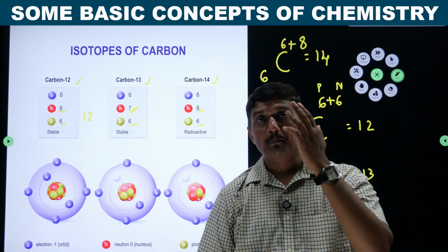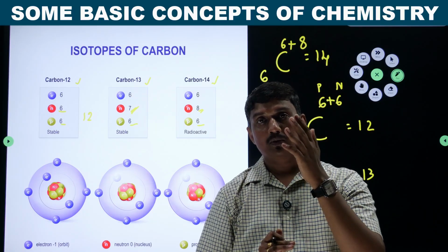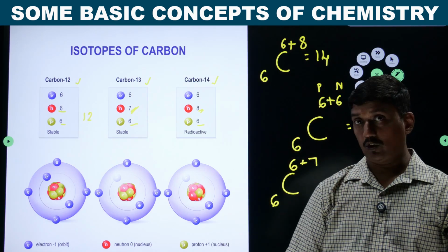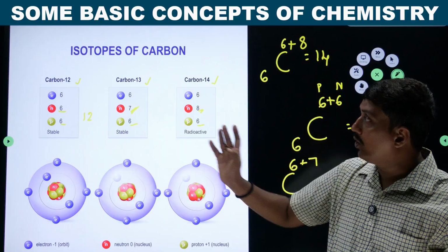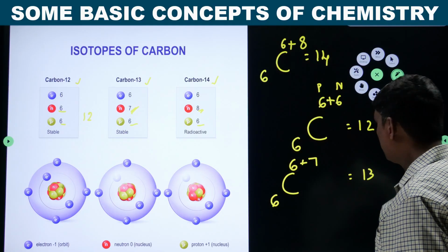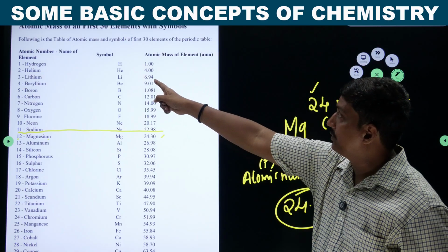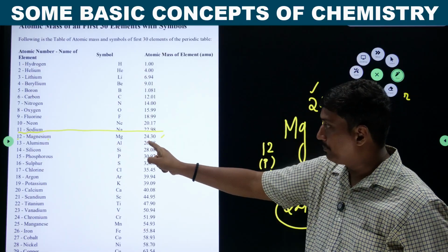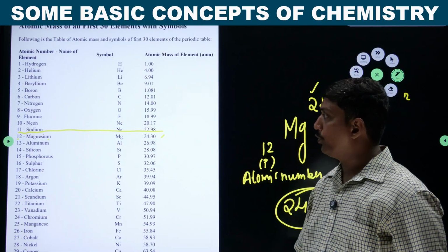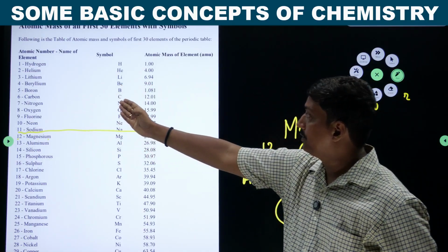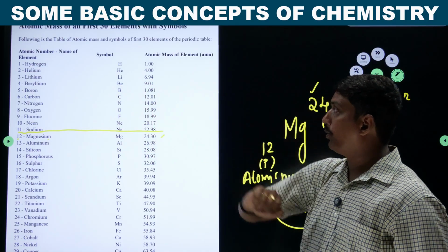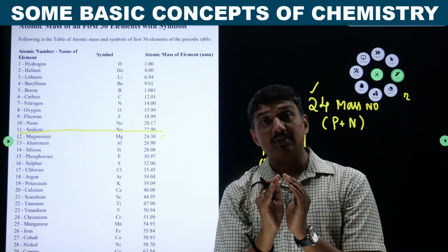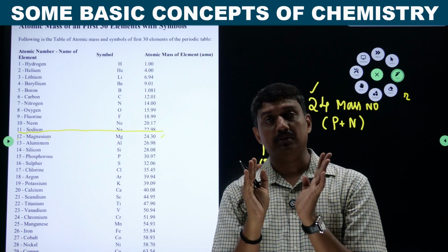What is the importance of isotopes? Isotopes are very much required to decide the atomic mass. This is why you got different values. You got decimals here: 6.94, 1.08, 22.98, 24.30. What is the main reason for getting 24.30? You take carbon, it is not 12. Carbon is given as 12.01 because these isotopes do not exist in an equal distribution pattern.